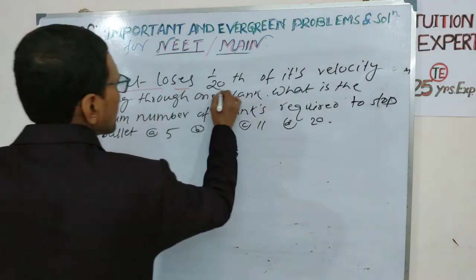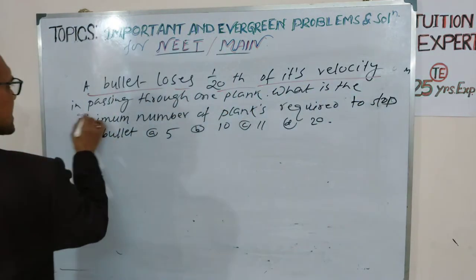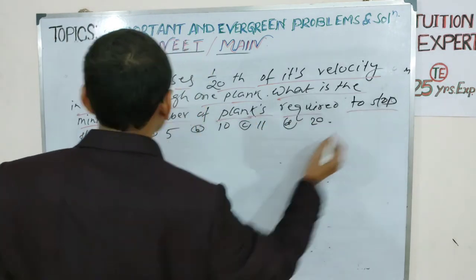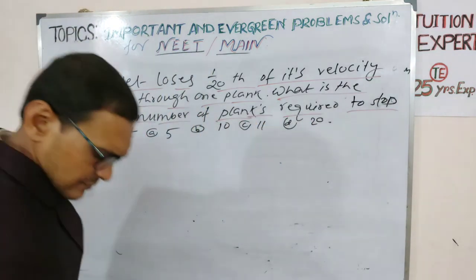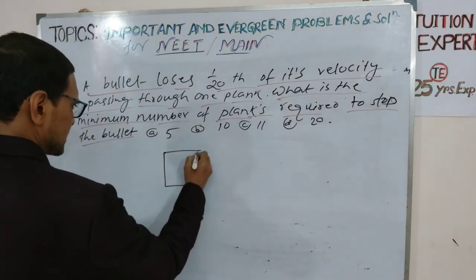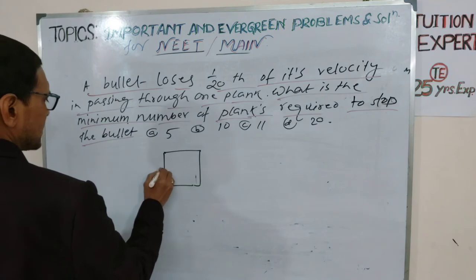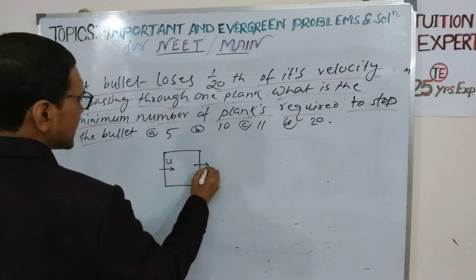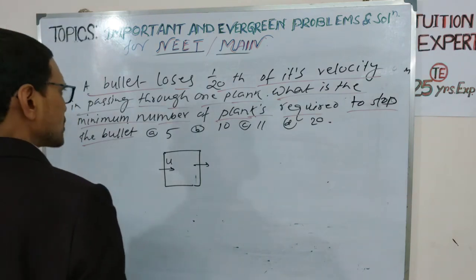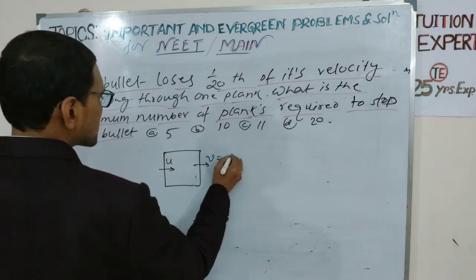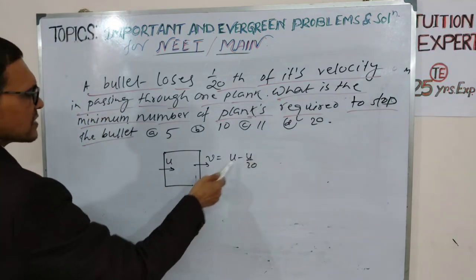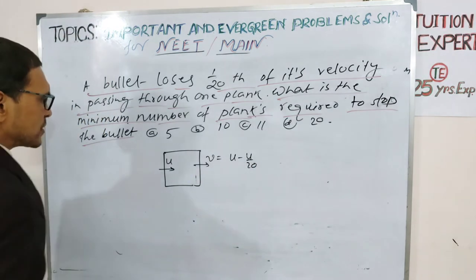A bullet loses 1/20 of its velocity in passing through one plank. What is the minimum number of planks required to stop the bullet? Suppose this is a plank, and the bullet enters with velocity u and loses 1/20 of its velocity. So the final velocity becomes u minus u by 20.